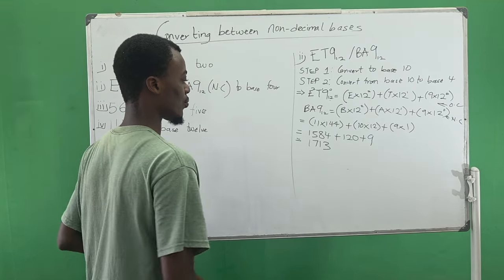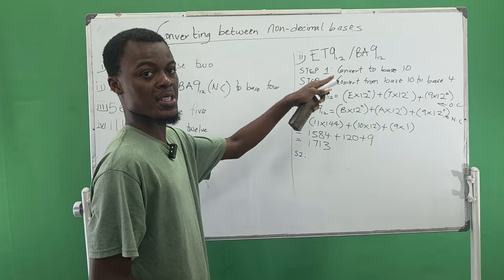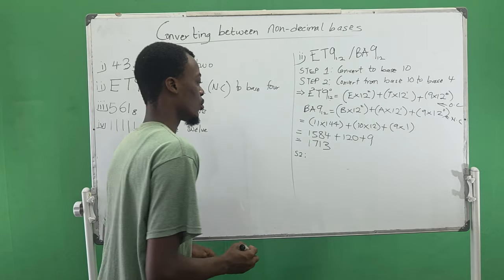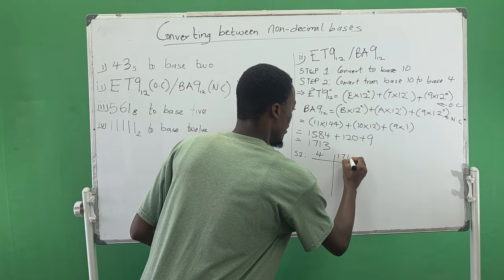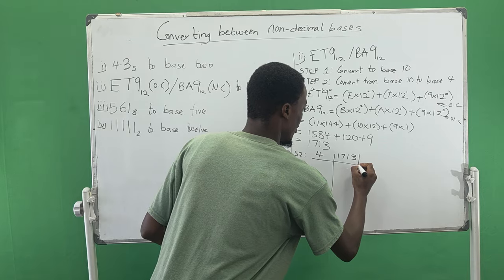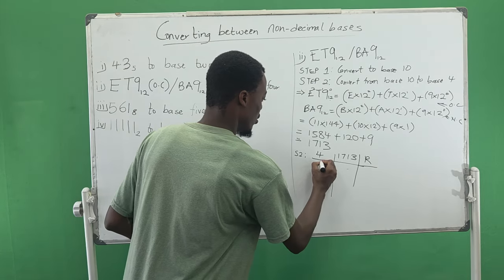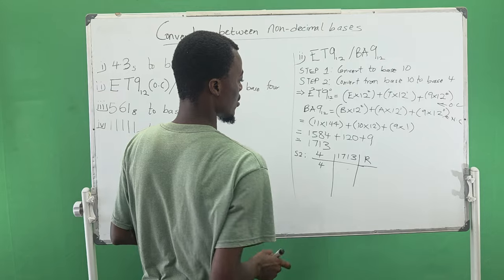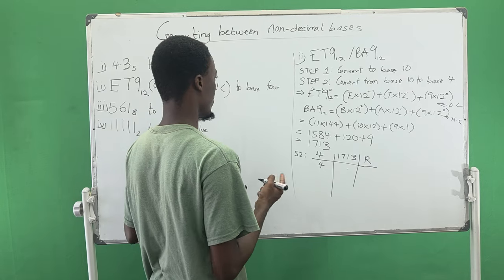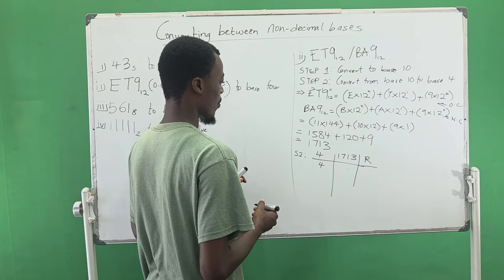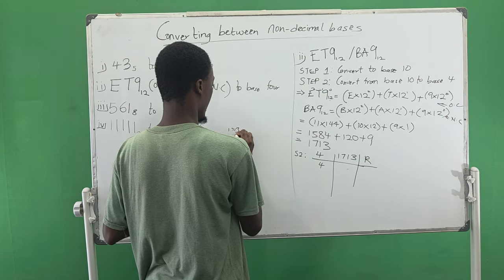So step 2. Now you convert from base 10 to base 4. So now we have 1713 and the remainder. So now 4 goes into 1713 how many times?